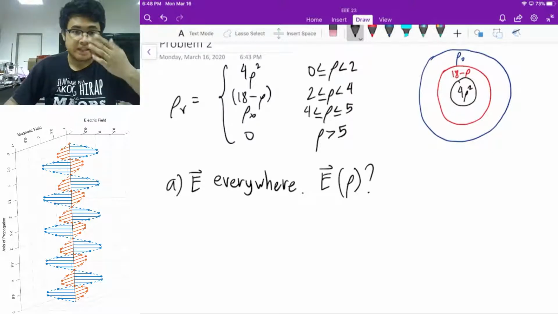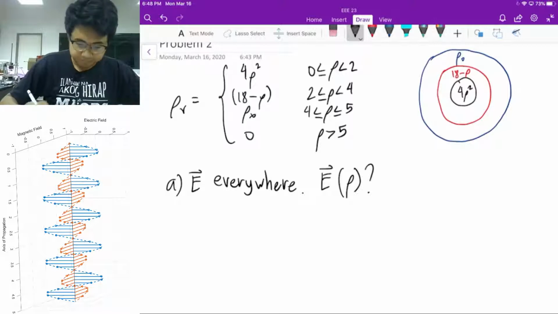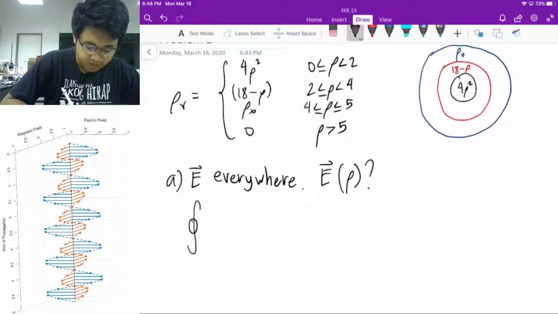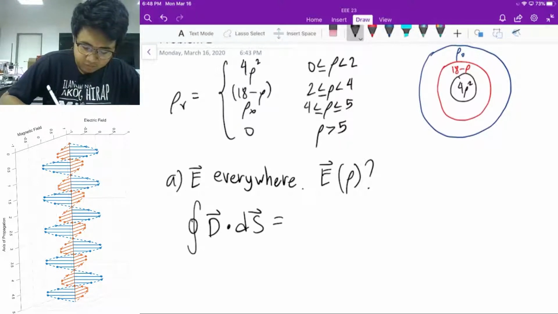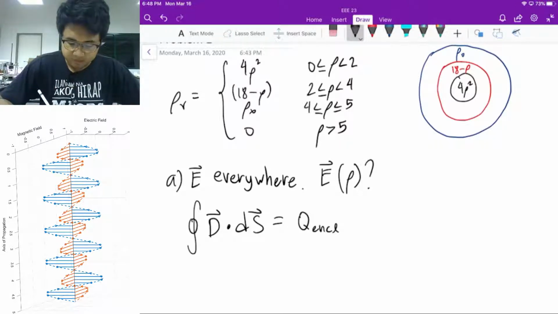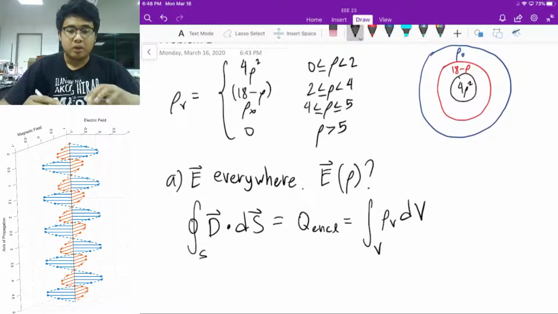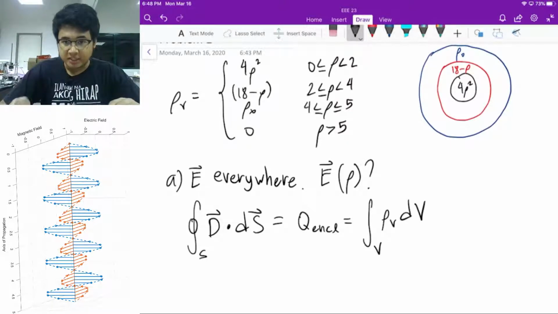How do we solve for that? So according to Gauss' law, the closed surface integral of your electric flux density is equal to the charge enclosed. And the charge enclosed can be solved by getting the volumetric integral of your volume charge density. Right. Now, our volume charge density, or our volume basically, is a function of ρ.